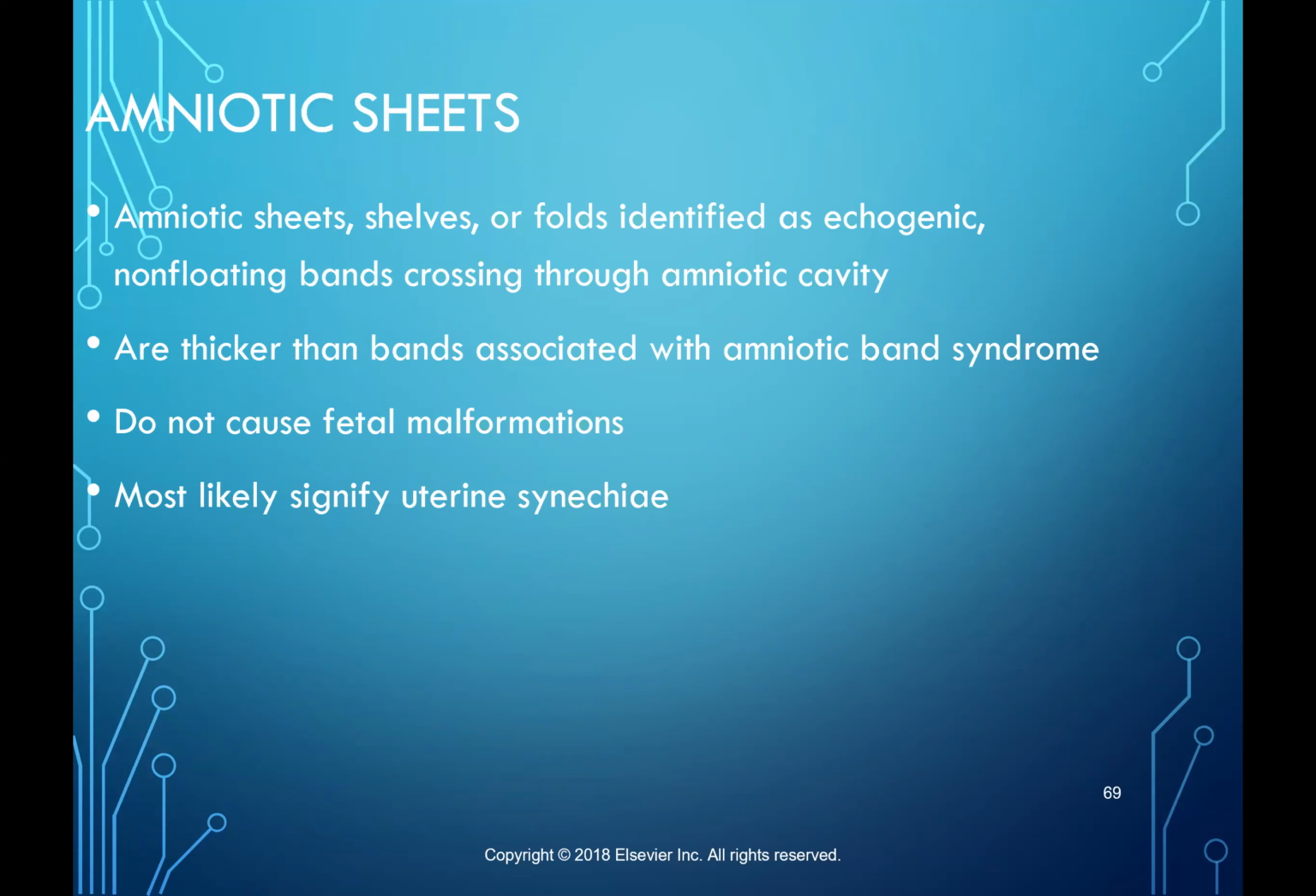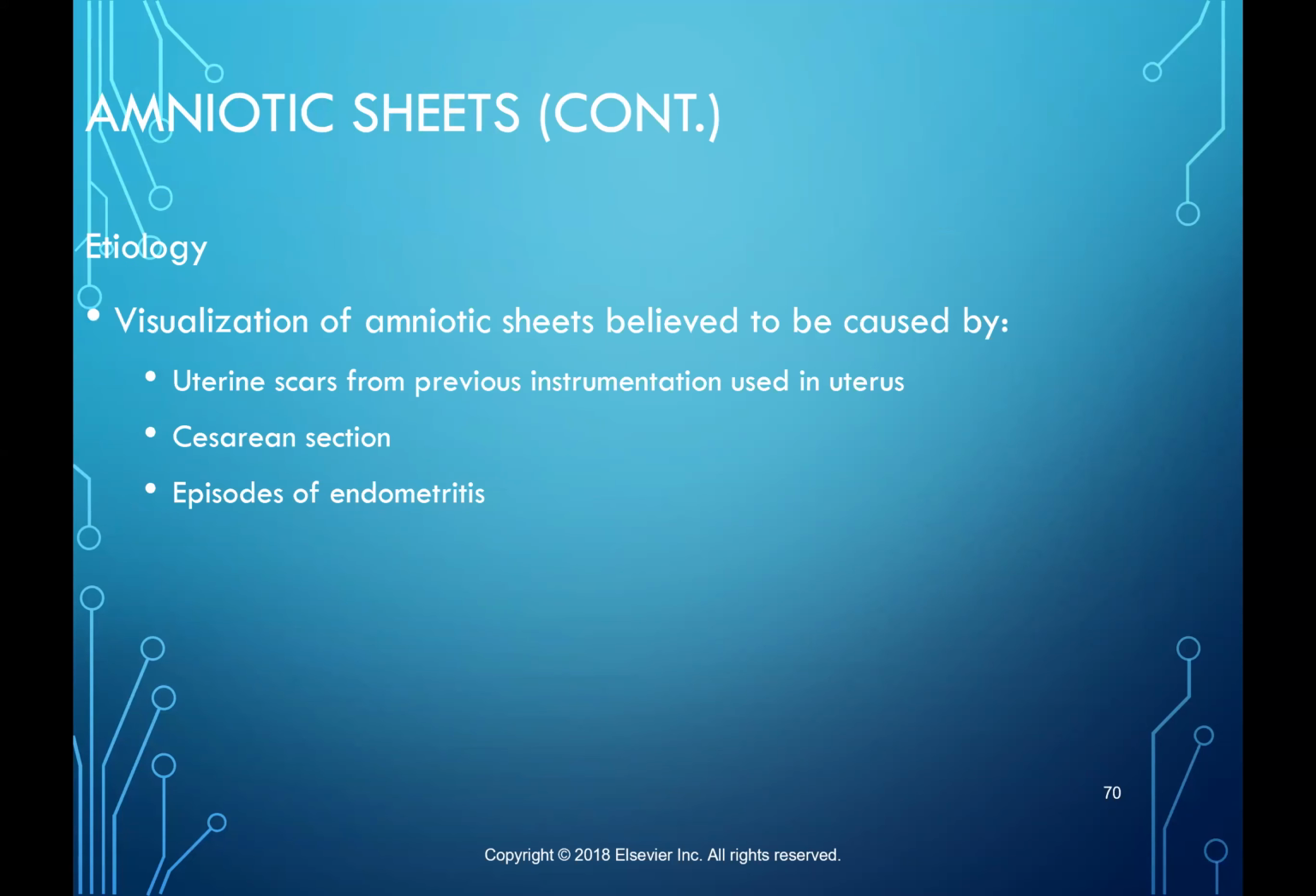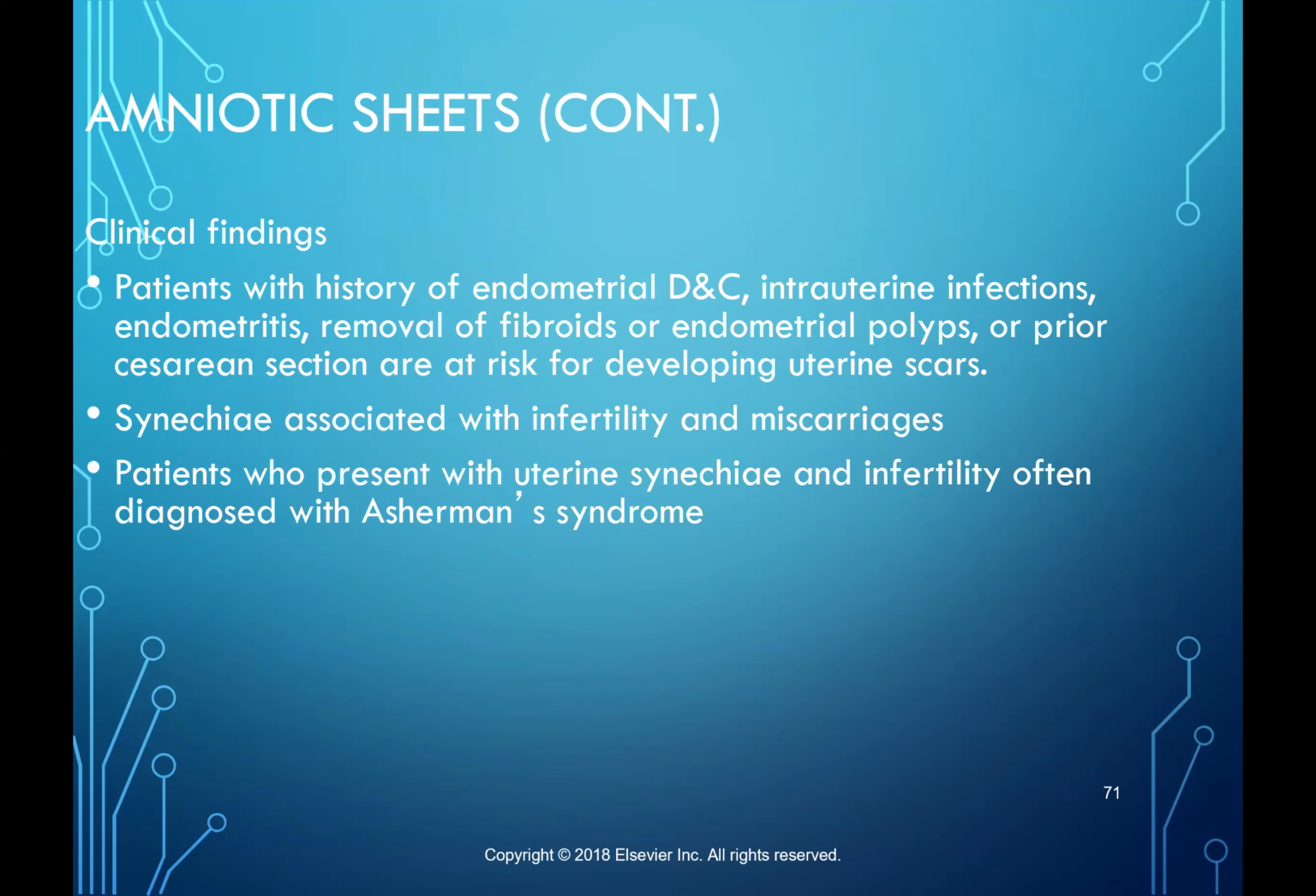So amniotic sheets or shelves or folds are identified as echogenic non-floating bands crossing through the amniotic cavity. These are thicker bands than amniotic band syndrome and don't cause fetal malformation. They're uterine sneaky eye, which are more from previous trauma to the endometrium, like if they've had a previous delivery or C-section or D&C or something. Patients with a history of these would have uterine scars.